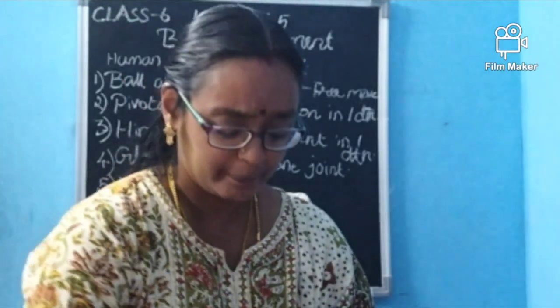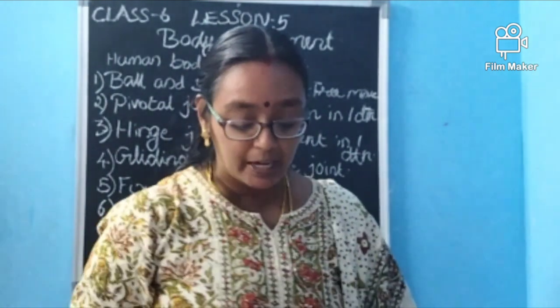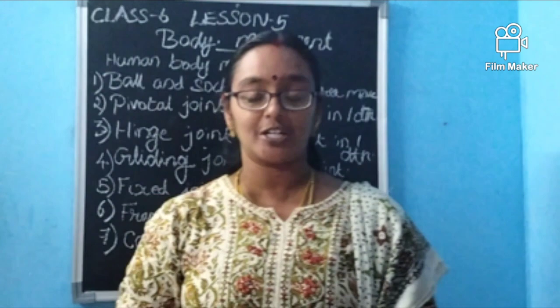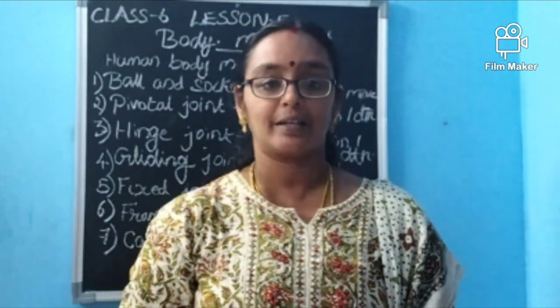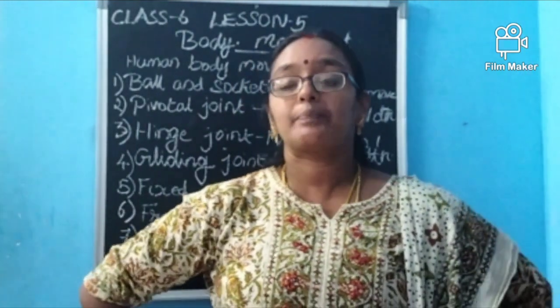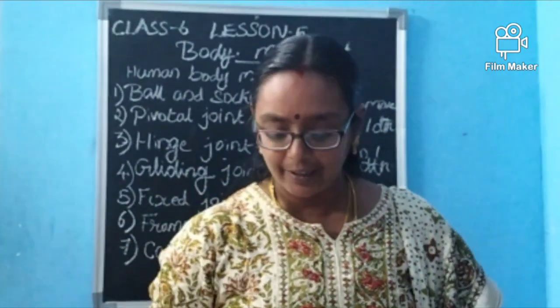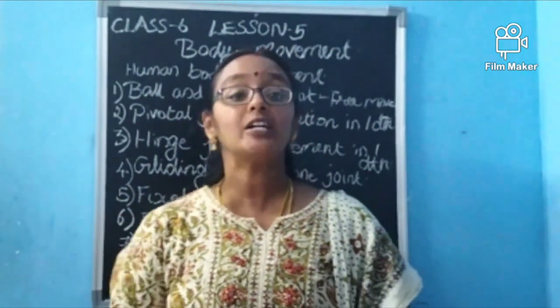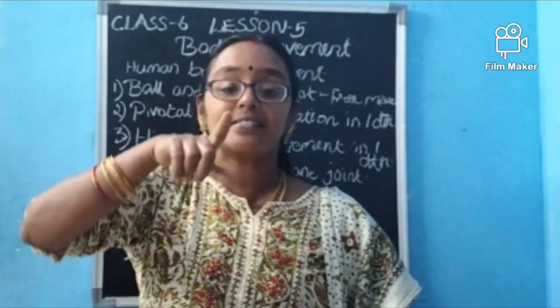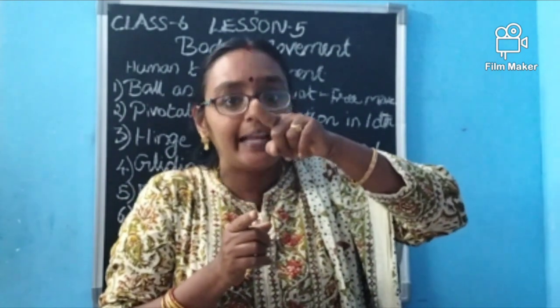Then the fourth one, an important one, is gliding joint. Gliding joint is not mentioned in your textbook, but for your knowledge I am saying. That is movement in a plane. That means gliding, there is the ankle joint. In your leg, the ankle is there, no? Ankle is there. This is able to move only a little.